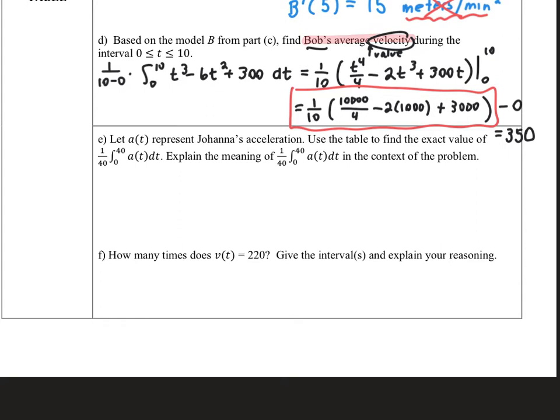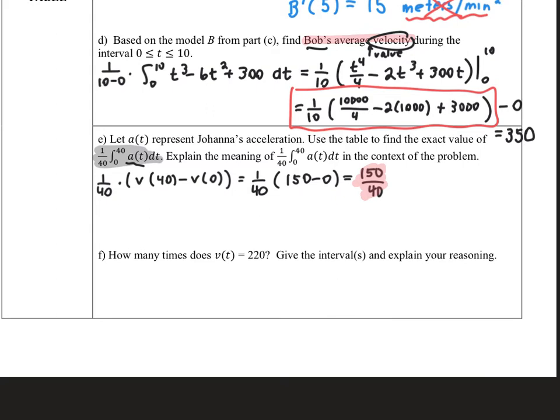In part E, I'm asked to find the exact value of this integral, 1 over 40 times the integral from 0 to 40 of a of t dt. Because I'm given a table of velocity values to work with, I need to get this to be velocity, so the antiderivative of that acceleration is going to be velocity. Then I plug in my limits, so v of 40 minus v of 0, and now I can just go to my table and look up these values. I get 150 over 40, and that is my exact value of that integral.